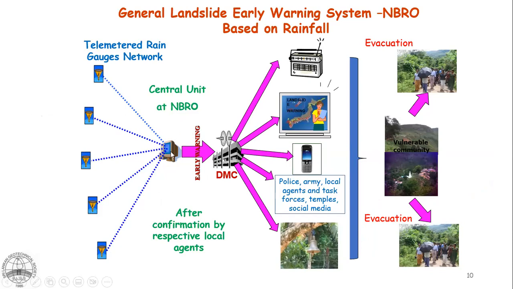Now, these rainfall monitoring data are sent from various regions to the central office, and then they are transmitted to the Disaster Management Center. So NBRO, in collaboration with the Disaster Management Center, issues warnings to the people through radio and various other media. Telephone, police and other government officers are used to communicate that to the people in the region. Then evacuations may take place in the vulnerable communities.